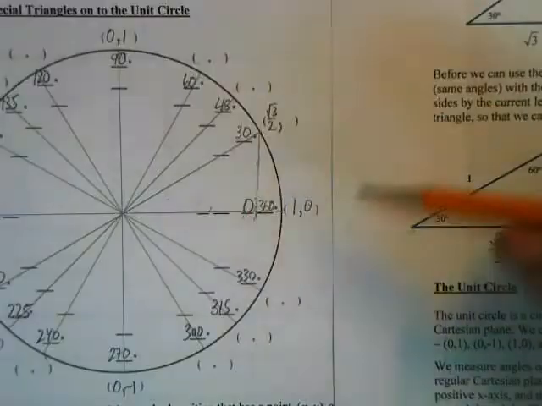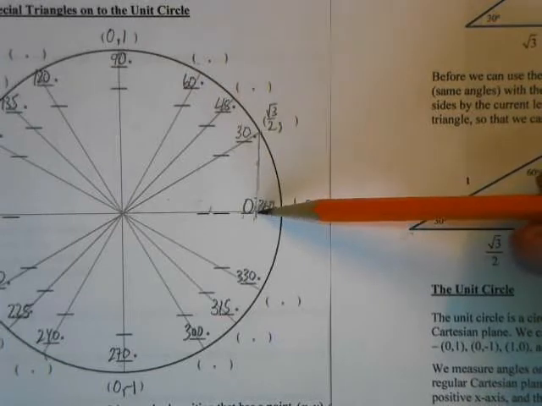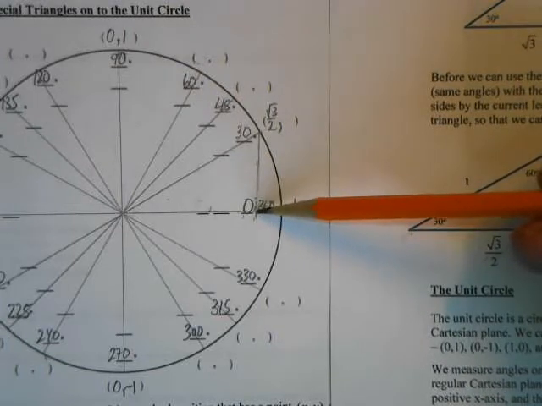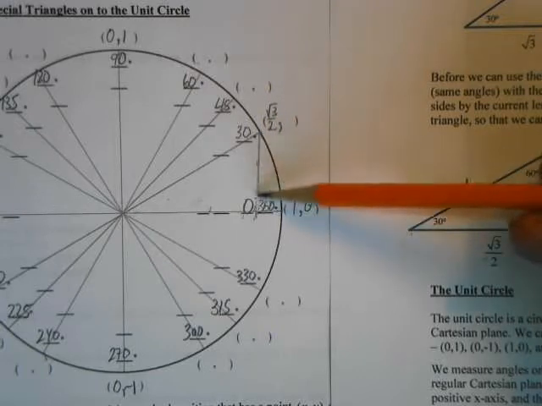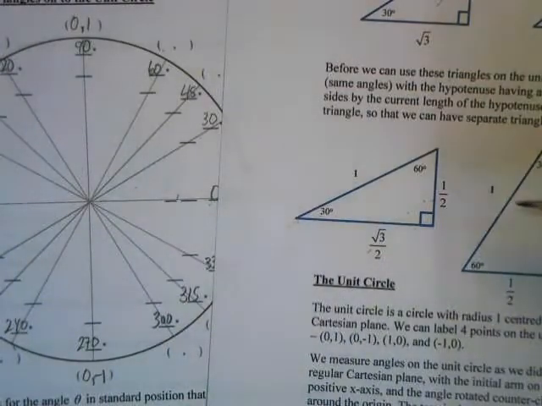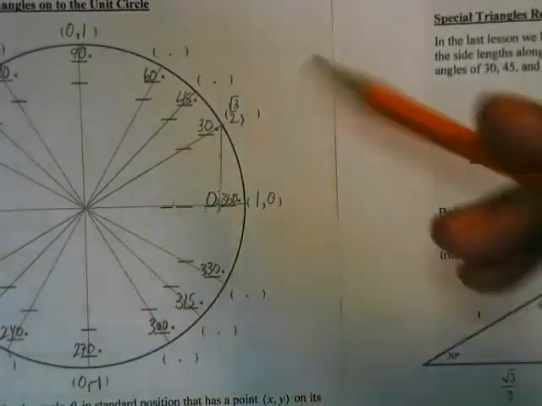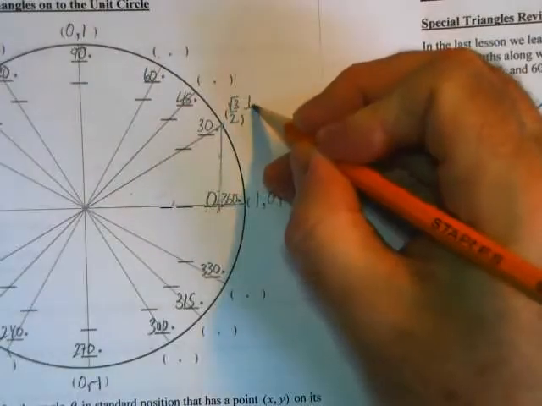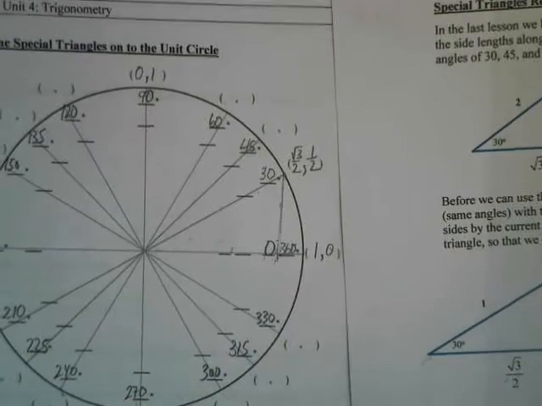Okay, and then the y coordinate, if you think about this side, this is the distance from the x-axis up to the point, and that's exactly what the y-coordinate is. So that is the vertical side over here. So that 1/2 is my y-coordinate of that point. Okay, so hopefully that makes sense.